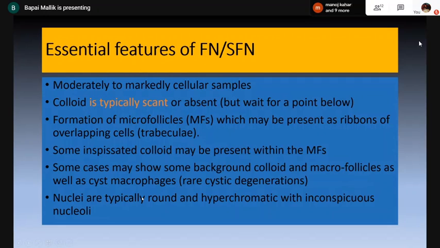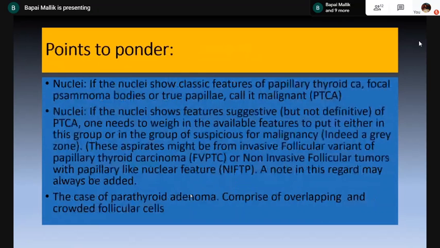The nuclei typically are round and hyperchromatic with inconspicuous nucleoli. Once you start seeing nuclei which are a little bit paler, showing a little bit of chromatin clearing and a little bit of irregularity, it might be dealing with something which is a follicular variant of papillary thyroid carcinoma or NIFTP. There is scope of putting some notes, but about those I shall discuss in the next webinar.